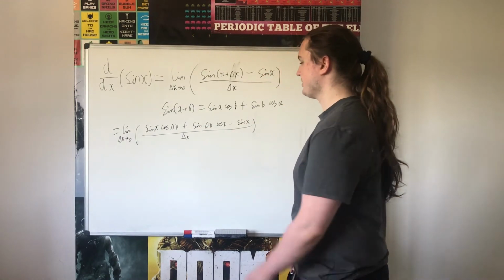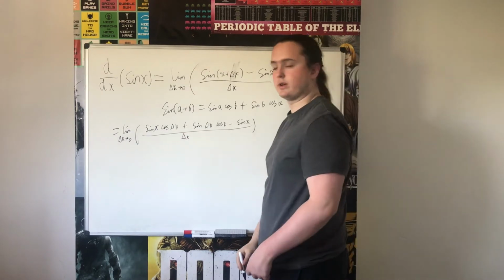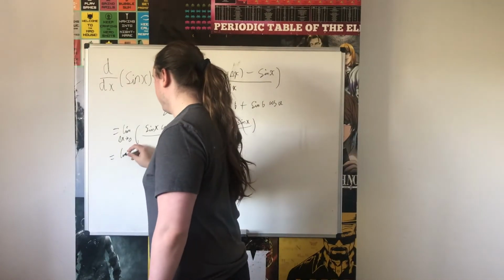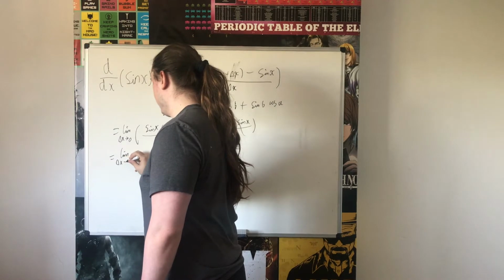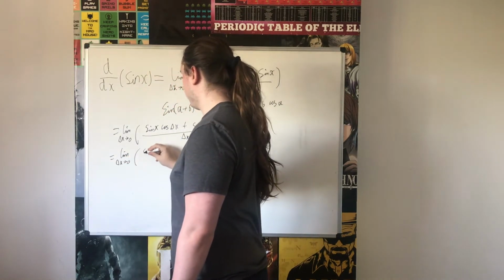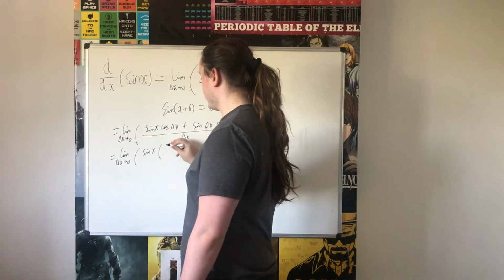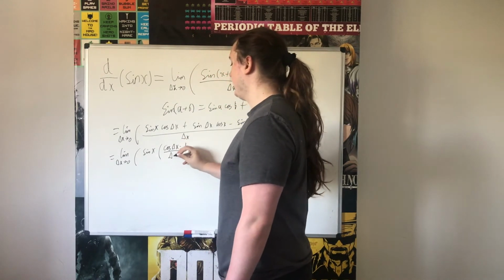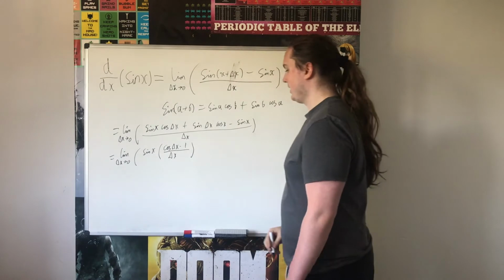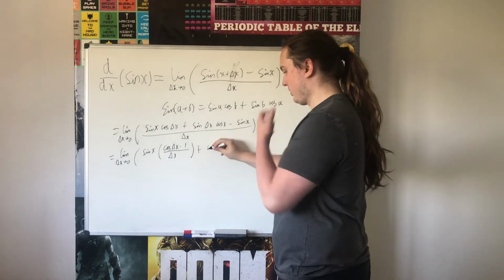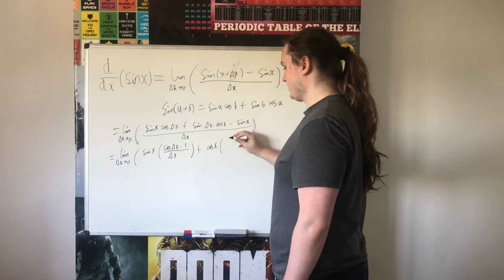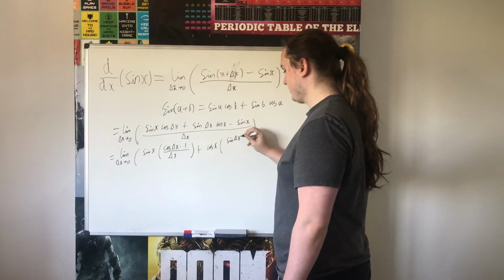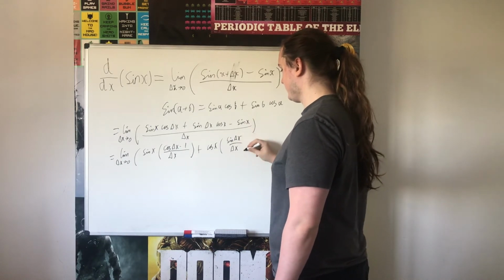Now we can factorise the sine x out of the first and last term here, giving us the limit as delta x approaches 0 of sine x times cos of delta x minus 1 over delta x, and then we're going to add cos x and write this as sine of delta x over delta x.